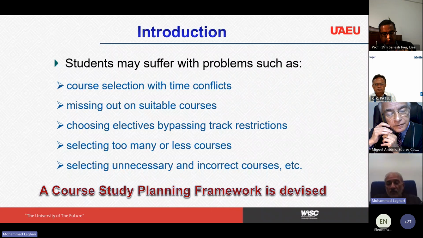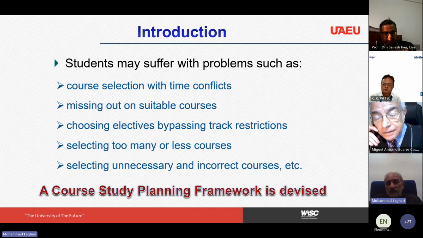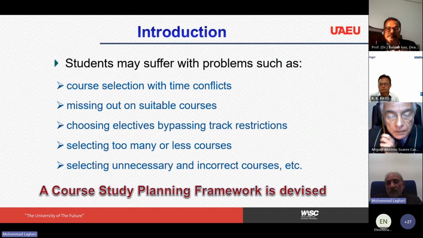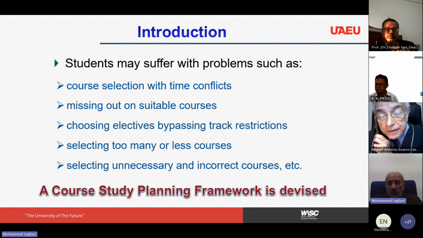Selecting too many or too few courses. Too many courses, we can understand, give a heavy burden on the student. And too few courses, we have a restriction of 12 credit hours anyhow, so we cannot select less than 12.